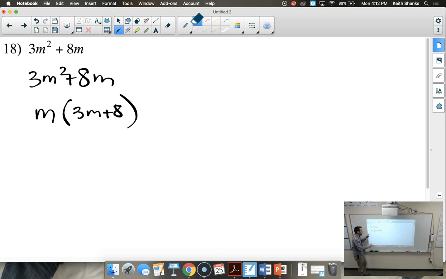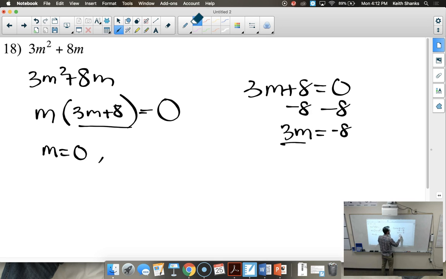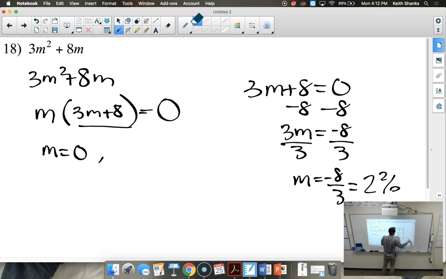Technically we're setting these equal to 0 when we factor. So m could equal 0 if I let this guy equal 0, or if I set this equal to 0, 3m plus 8 equals 0. Subtract 8, subtract 8. 3m equals negative 8, divide by 3, divide by 3. However you'd like to write it, you can write negative 2.66666, repeating, lots of different options.